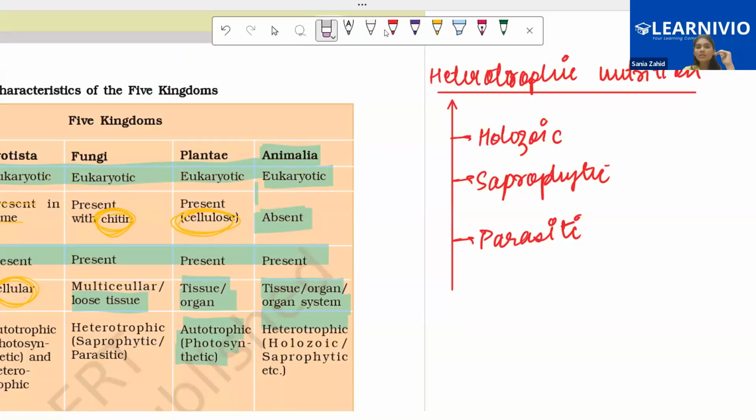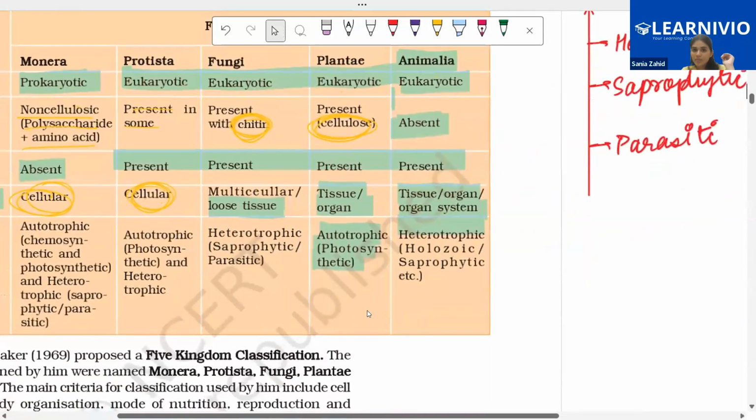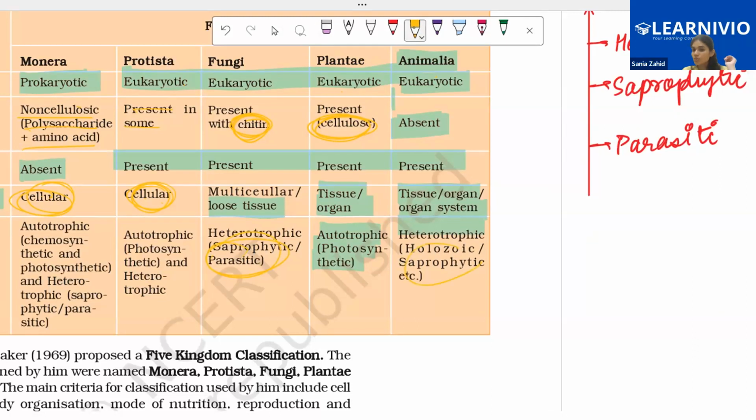Now, animals are not really parasites. Animals are either holozoic or saprophytic. Then when we come to fungi, it is either saprophytic or parasitic. Okay, fungi is either saprophytic or parasitic. Animals are holozoic or saprophytic. So although the mode is same, here also it's heterotroph, here also it's heterotroph, but the kind is different. Here heterotrophic may be holozoic or saprophytic, while for fungi it is saprophytic or parasitic. Protistans are autotrophic as well as heterotrophic. Okay, protistans can be both. They can be autotrophic also, they can be heterotrophic.